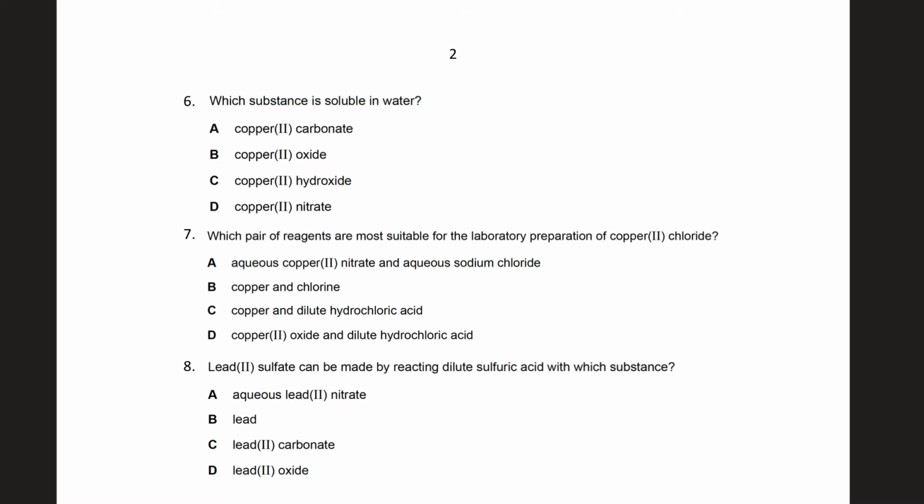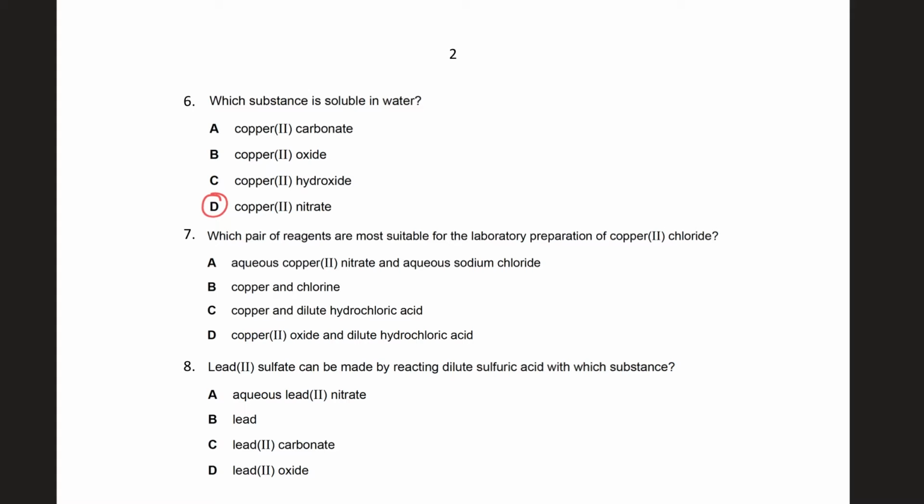Which substance is soluble in water? Okay, so this is a plain test for solubility rules. Based on that, we know that all carbonates are insoluble if they're not from group 1 or ammonium, so A is not the answer. Copper 2 oxide is also a black solid which is insoluble. Copper 2 hydroxide will be slightly soluble, and we know that it's present in lime water, which is a saturated solution, but more than that, calcium hydroxide is used as slaked lime to treat soil with low pH. So this is again not that soluble. We want to look for something that's extremely soluble, and that is nitrate. We know that all nitrates are soluble.